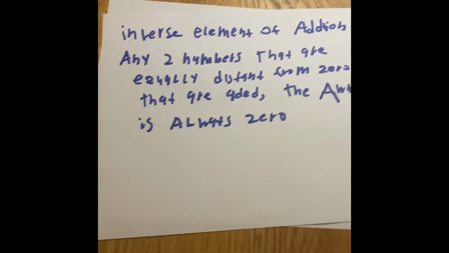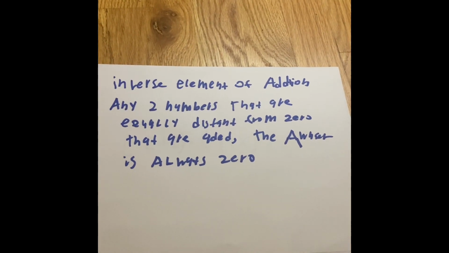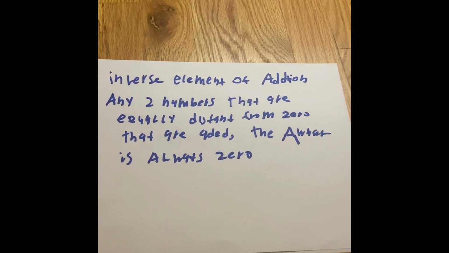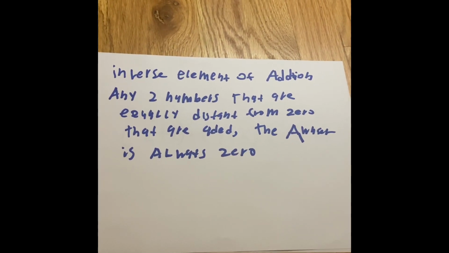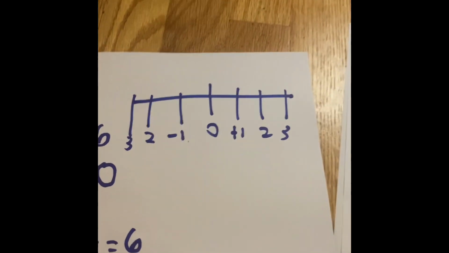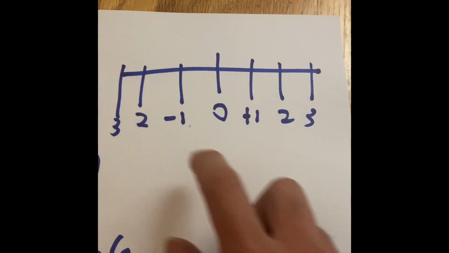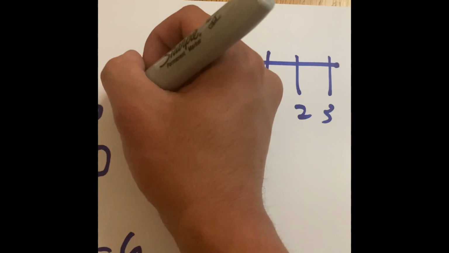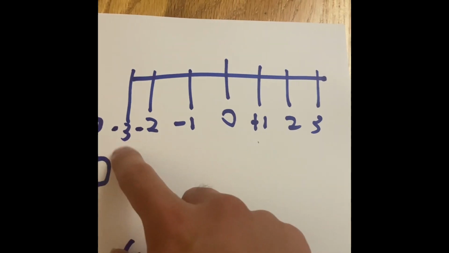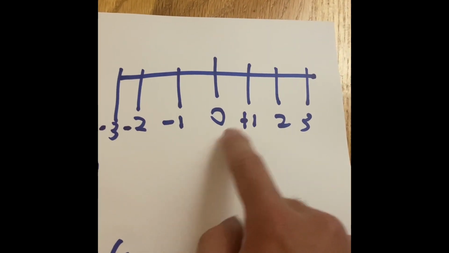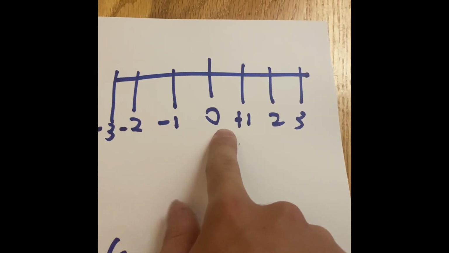The first thing we're going to learn about is the inverse element of addition. Any two numbers that are equally distant from 0 and are added together will always give 0. If I have a positive and a negative number, on both sides of 0, the sum will be 0. Negative 3 to 0 is 1, 2, 3. From 3 to 0 is 1, 2, 3. Therefore, when I add the two, it becomes 0.